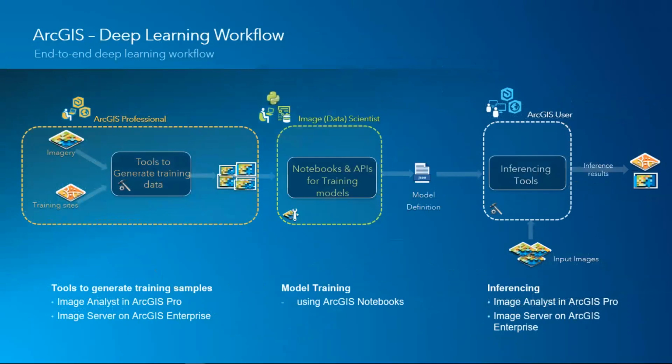On the deep learning side, we actually have a really clean workflow which allows users to create the training data and then enables an image scientist to use notebooks for actually training the models. And the result of that is what we call a model definition. It encompasses all the different models of the neural networks into a model. And then the inferencing tools can be easily used by any user, just literally selecting the model and the input images, and the inferencing tools will then apply that and create the inference results, which might be various types of feature extraction that you might be interested in. So it's a very, very clean workflow through the whole deep learning aspect.